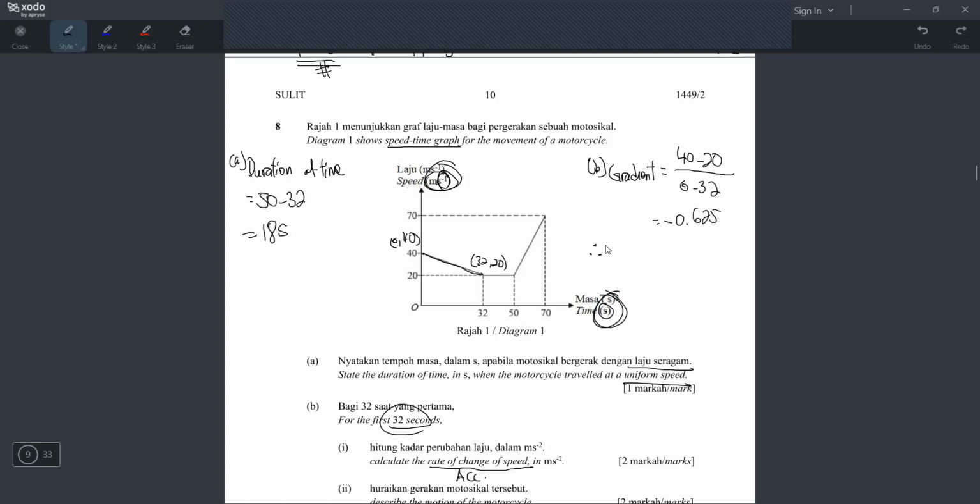What are they asking to find? The rate of change of speed, right? So you have to write the rate of change of speed is negative 0.625 meter per second square, right? And why is it meter per second square? Why is it ms minus 2? Because this is ms minus 1, and this is s. So when you take m per s, and then per s again, you get m per s squared, which is ms minus 2. That's why the unit is ms minus 2.